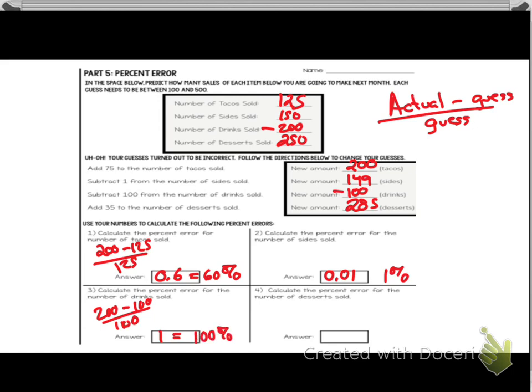That's 100%. Number 4, we do 285 minus 250, dividing by the 250. So when we do that, we end up getting 0.14. That's 14%. Now, this is going to be different for all of you. All right, we will be around to help you with this. Okay, so you may want to refer back to this if you're doing this on your own at night at home.